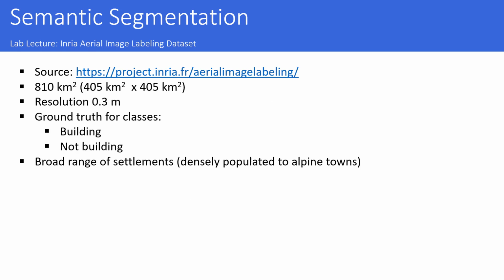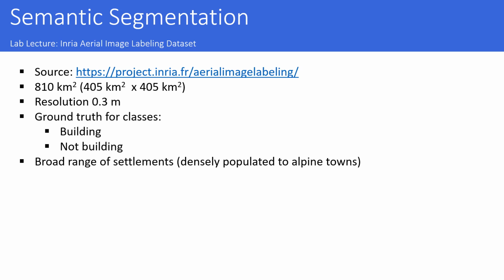And before we start with the lab lecture, just a few words about the data that we are going to use. So the data is coming from the so-called INRIA aerial image labeling dataset. You can see the URL here, and it's having 810 square kilometers of satellite images with a rather high resolution of 30 centimeters. And there are two different classes. So there are two different ground truths. The mask image could be either referring to a building or that there is not a building to be seen.